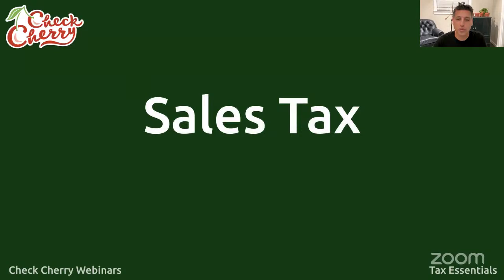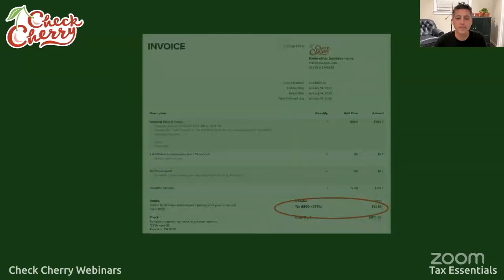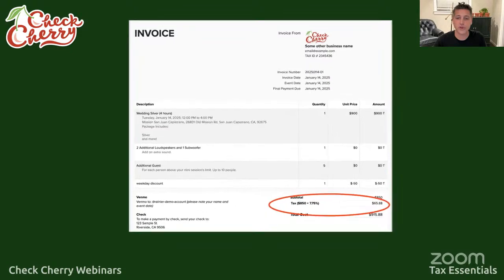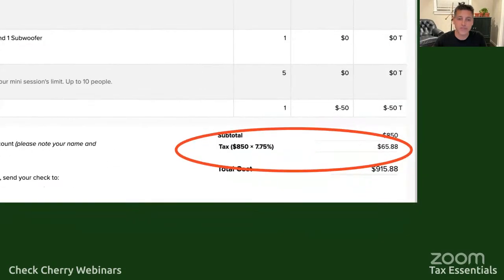To start with, let's dive right into sales tax. Sales tax is on your invoice. That's the extra line item that shows the extra 7.75% or 10% or whatever the local rates are where you're located. In the US, that's typically added to the invoice subtotal, and then the total is added on to that.